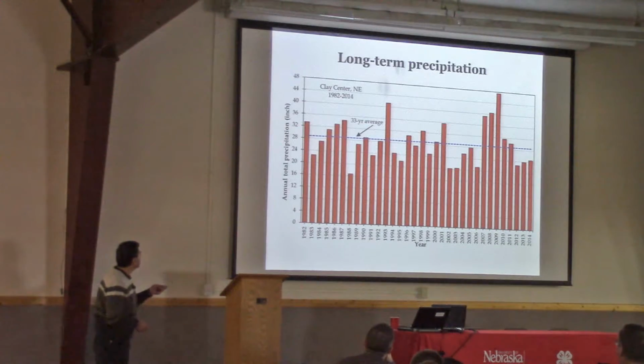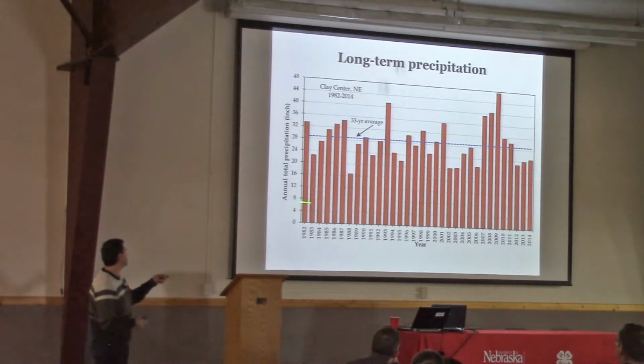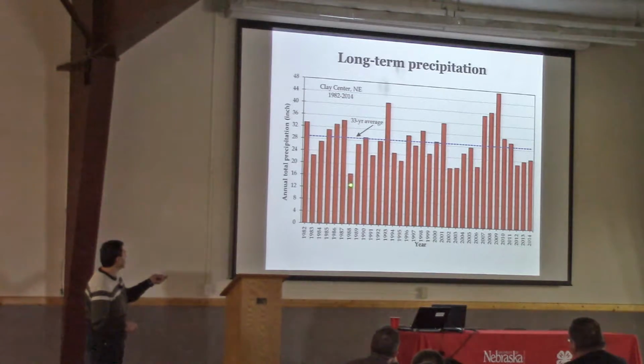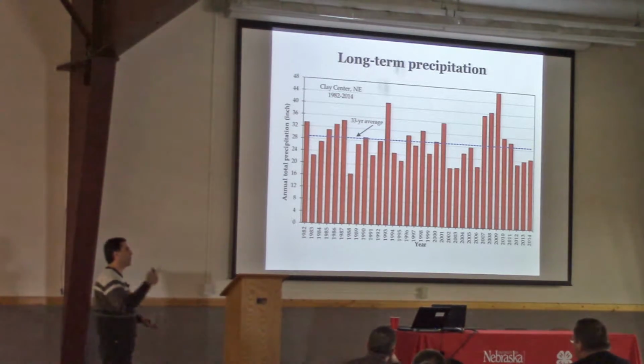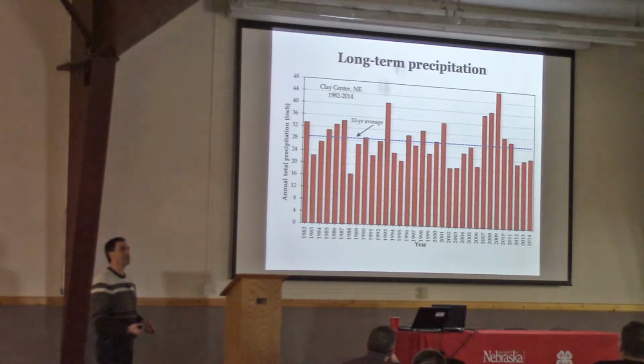Just to give an idea about research years, 2005, 6, 7, 8, 9, 10, and then this is the 33-year history of the precipitation at Clay Center. 1988 was the driest year with 16, 17 inches per year. This is annual. Long-term average annual precipitation from January 1st until December 31st is about 29 inches. But as you can see, there is a big interannual variability in precipitation.